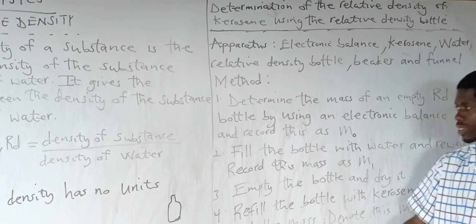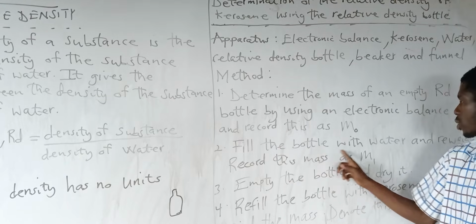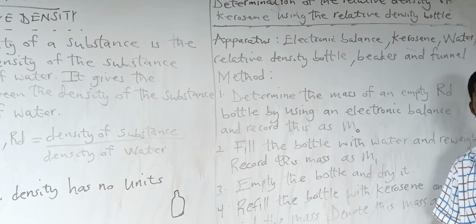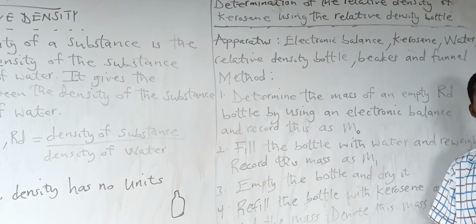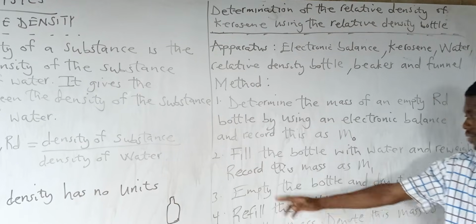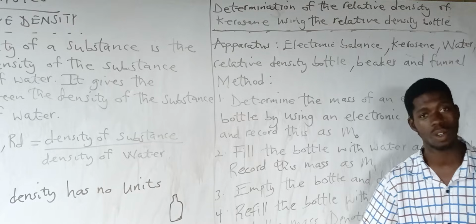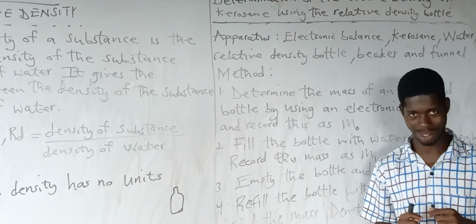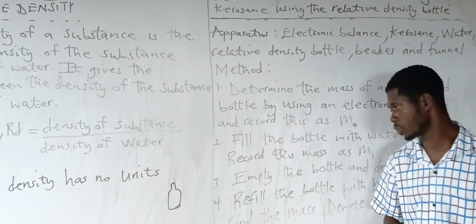Now the second method says fill the bottle with water and reweigh. So now we fill the relative density bottle with water and put it on the electronic balance again and reweigh it. When you are done with that one, you record the mass as M1. Okay, now we are continuing.